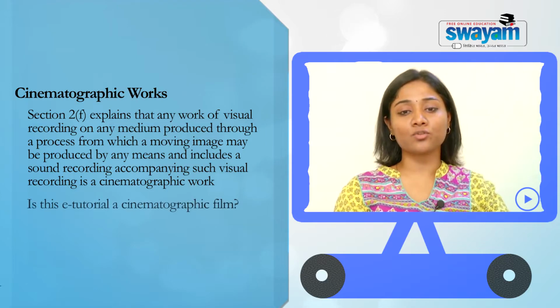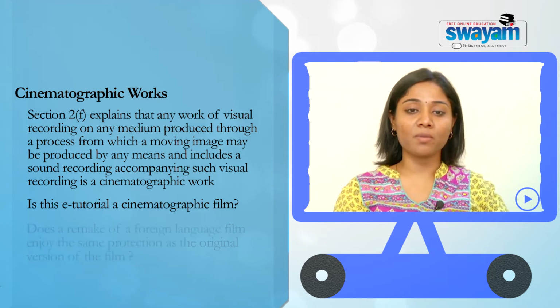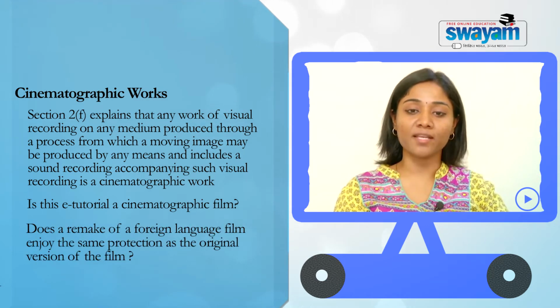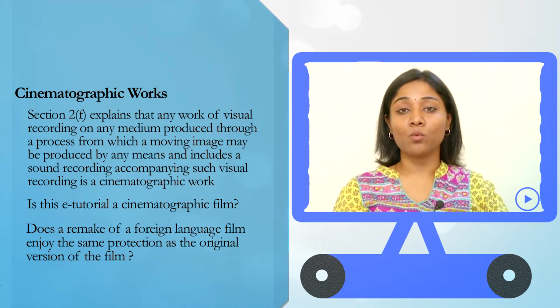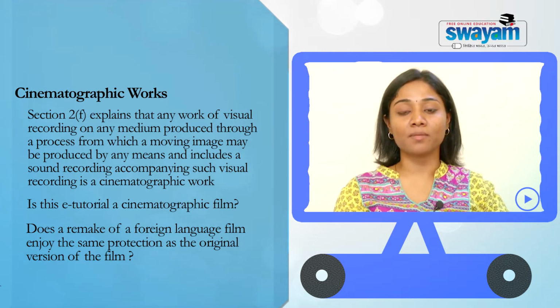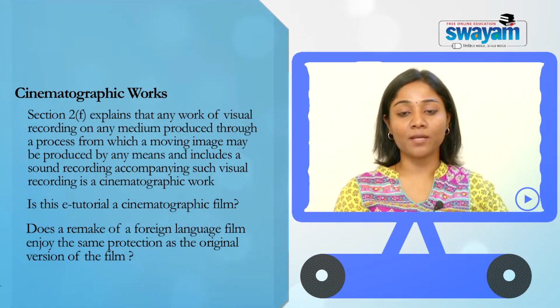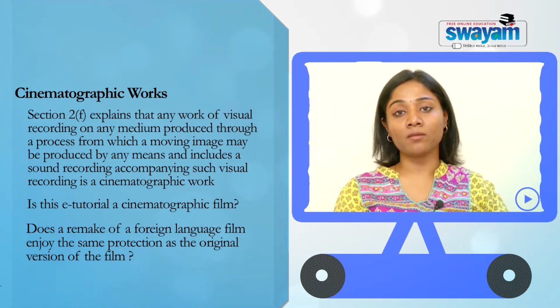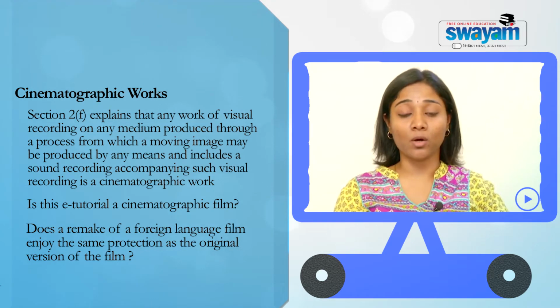So is this e-tutorial that I am conducting a cinematographic work for you? Does a remake of, say, a foreign language film enjoy the same protection as the original version of the film? Section 2F would not differentiate between a remake of a foreign film if it is an authorized remake. Hence, a foreign language film then reconstituted as a remake would be treated as a new work within the copyright law, and that too a cinematographic work at that.